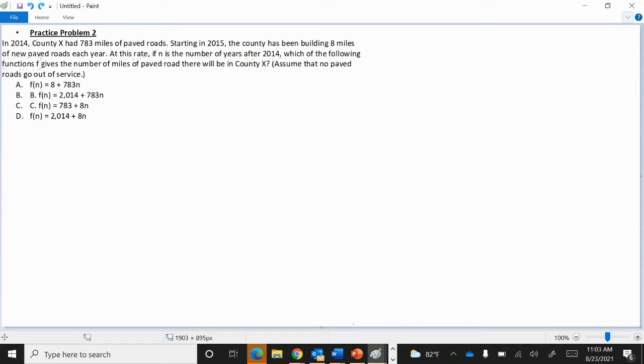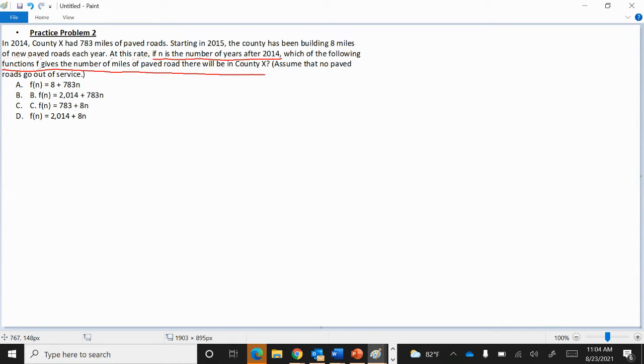Okay, so for problem 2, we actually solved it in problem 1. There's just a few things that we need to take note of. The problem starts off the same, but the second sentence says, at this rate, if n is the number of years after 2014, which we already used our variable as n, which of the following functions, f, gives the number of miles of paved road there will be in county X?